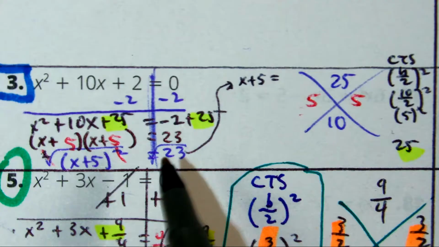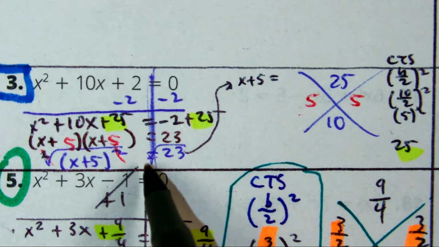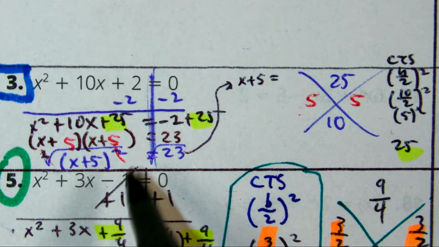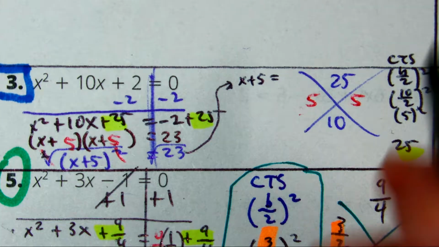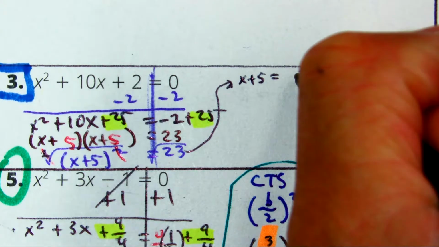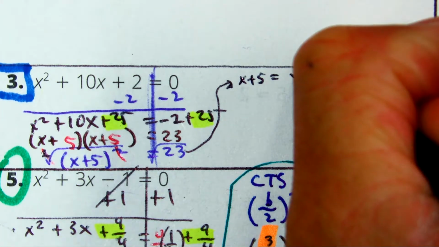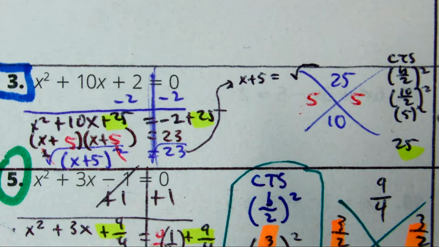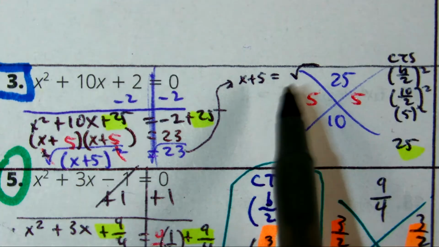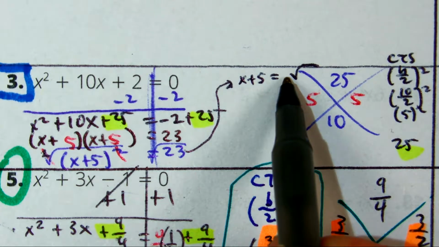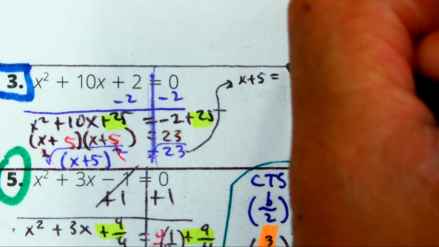Teresa, how about on this side? What symbol goes in front of the radical sign? What goes right there? We got to have a plus or minus.